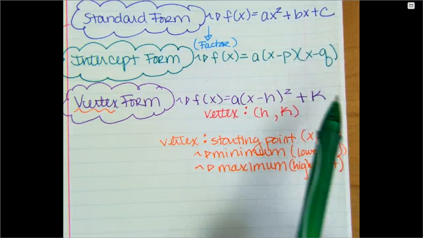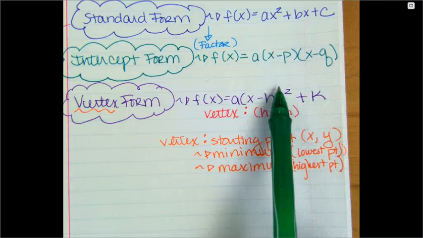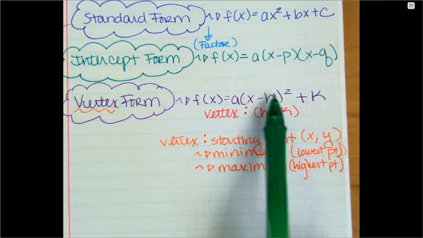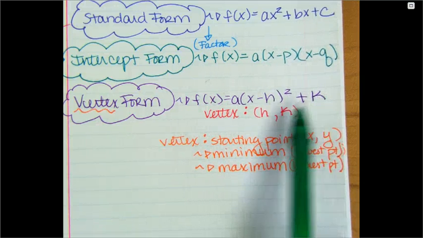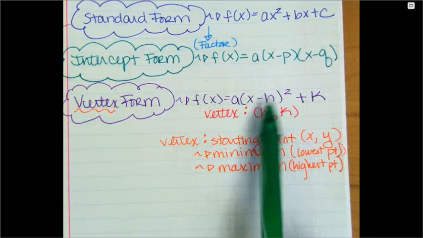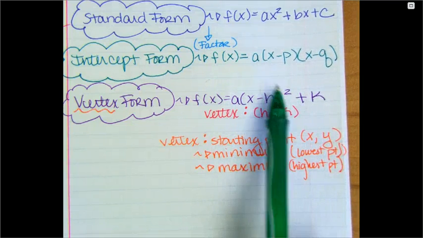Some of you are staring, and you should probably be what? Writing that down. H is what? Positive. H is opposite, k is the same. Sorry. H is opposite, k is the same.